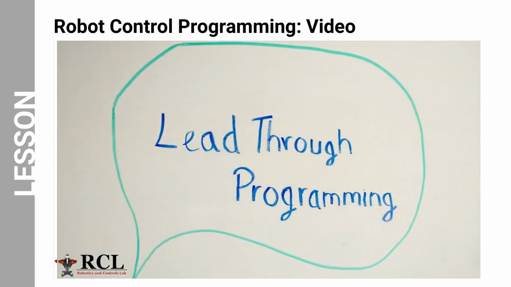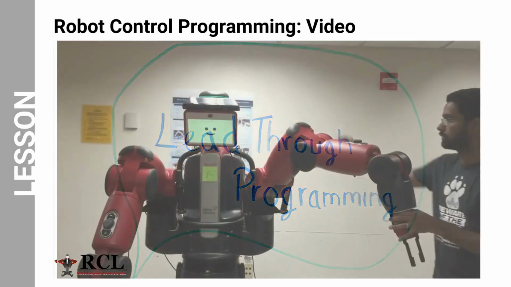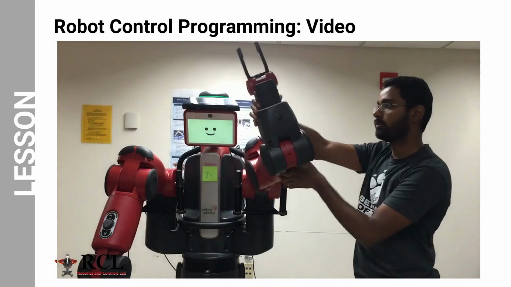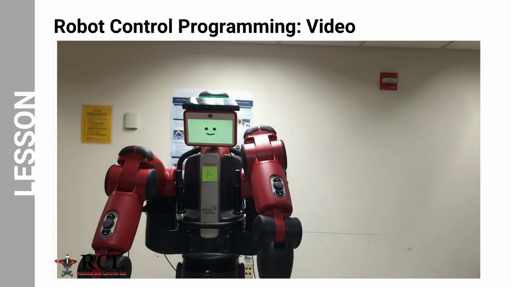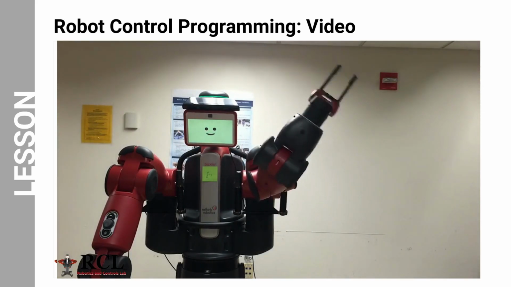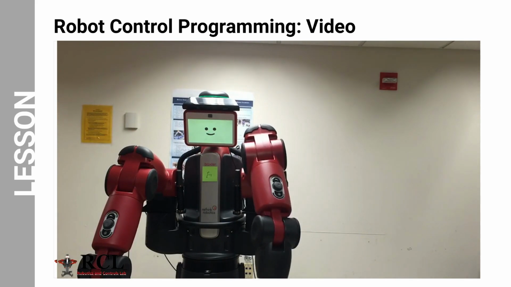The next method is lead through programming. In this method, a person will lead the robot manually through the desired positions. The robot will store these positions and repeat the movements using a motor controller.